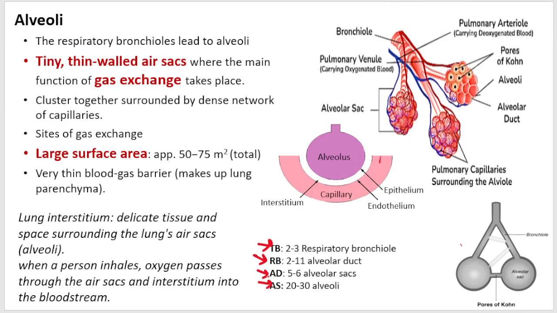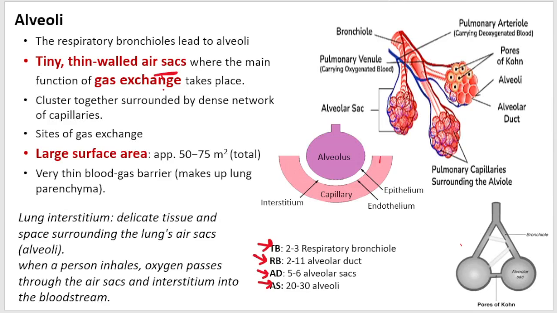Let's zoom into the final and most critical zone of the respiratory system, the alveoli. These tiny, thin-walled air sacs are the ultimate destination for inhaled air and the primary site for gas exchange, surrounded by a dense network of pulmonary capillaries. The alveoli provide an enormous surface area, about 50 to 70 square meters in total, roughly the size of a tennis court.